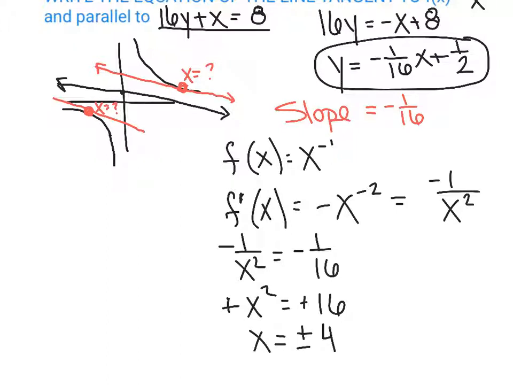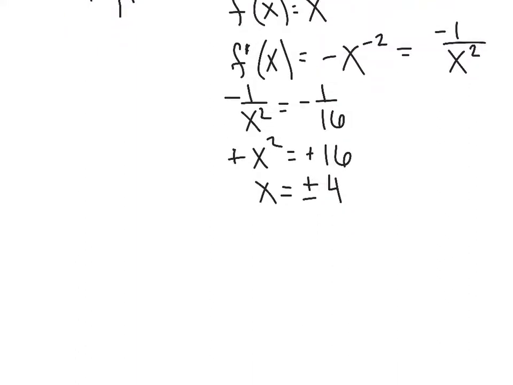Let's see if we can fit this on there. So let's say x equals 4, x equals negative 4. This y-coordinate would be 1/4. This y-coordinate would be negative 1/4 by plugging them back into the original function 1 divided by x. So I'm going to write two separate equations, one for each of those points of tangency here. Here's what it'll look like.